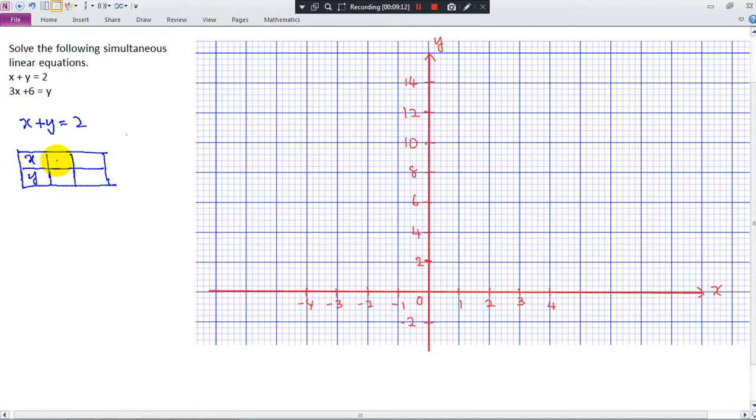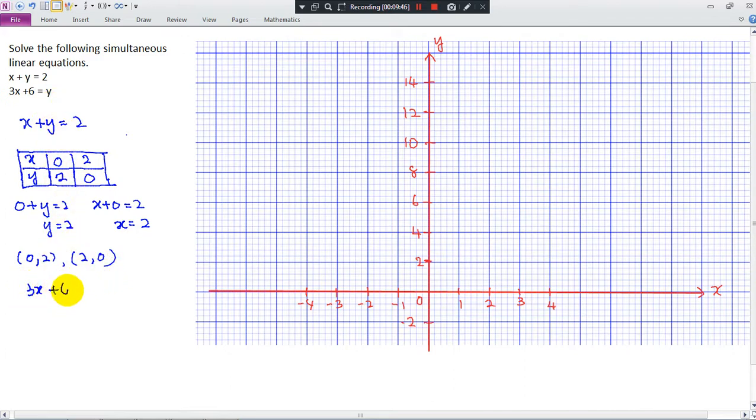Okay, if x is equal to 0, 0 plus y equal to 2, so y is equal to 2. Now I fix the value of y. When y is equal to 0, what is x? X plus 0 equal to 2. X is equal to 2. Okay, so I have 2 points here: 0, 2, and 2, 0. Do the same thing for another equation.